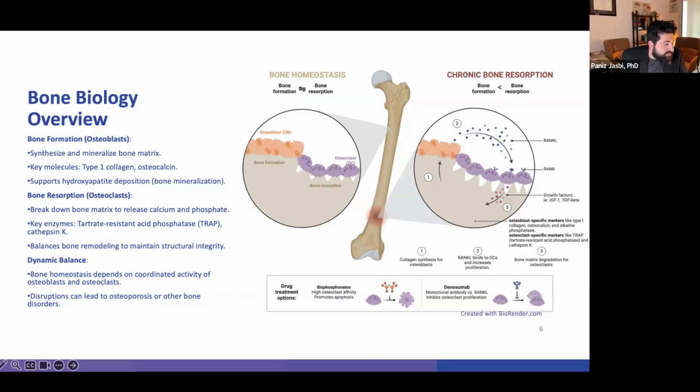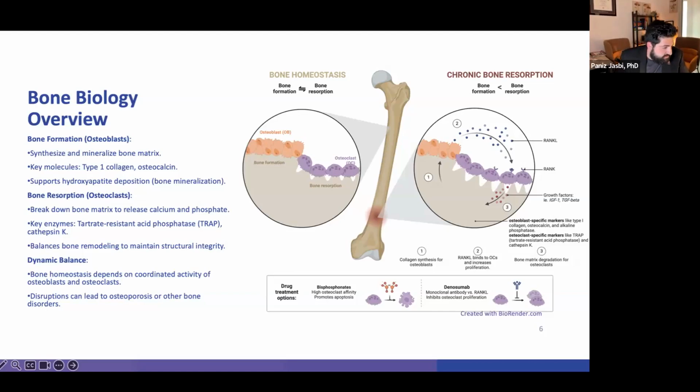And then we have the breakdown of bone matrix to release calcium and phosphate. Osteoclasts are these really large multinucleated cells. They resorb bone by secreting acids and enzymes, and this often leads to the release of stored calcium and phosphate directly into the bloodstream. That's why we test for that, right? And then we have tartrate-resistant acid phosphatase, TRAP, and cathepsin K. These osteoclasts will secrete TRAP and cathepsin K. These are both enzymes, again, that are essential for degrading the organic components of the bone matrix.